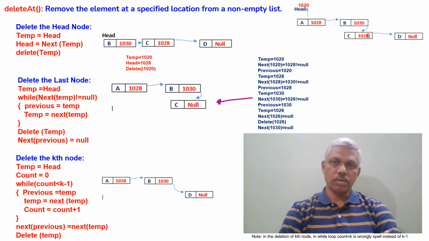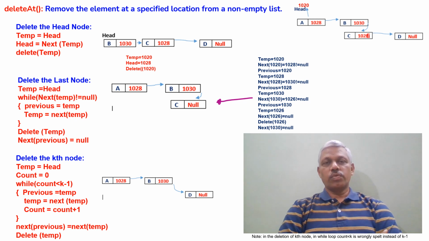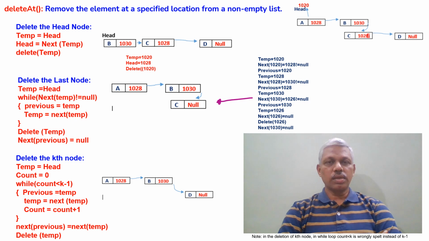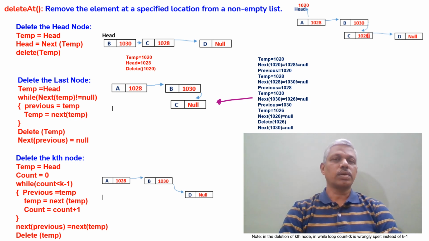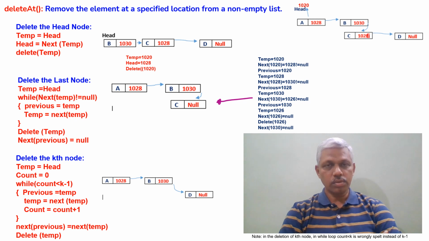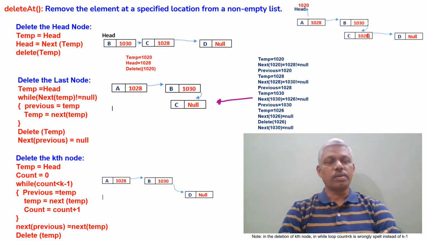Now, if you want to delete the kth node, this is a little bit involved, because once you delete the kth node, whatever node is before it should have the link to the next of this kth node. That has to be re-established. That we need to take care of. But before that, we need to traverse starting from the head to the kth node, identify the kth node, identify the previous node, and identify the next node, and establish a link between them. That is the action that we need to do.